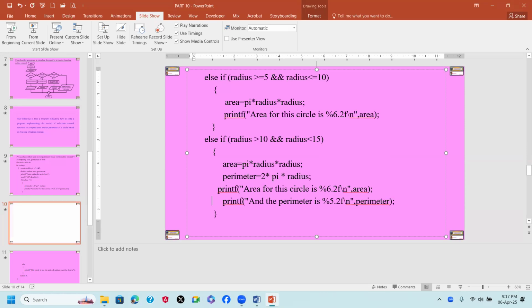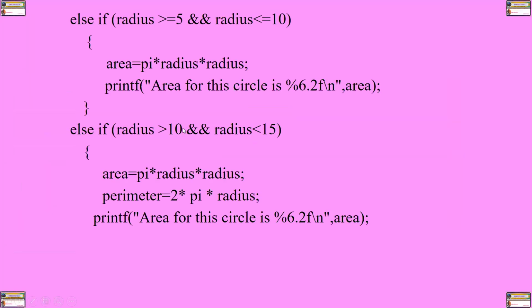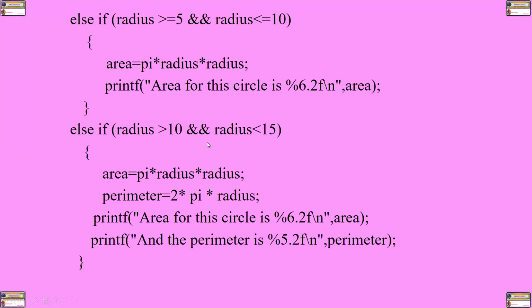Remember, this is our program. So we can have it as follows. We avoid duplication. So we have said that our boundary condition is: if the value in the memory location is more than 10 but less than 15, compute both area and the perimeter.